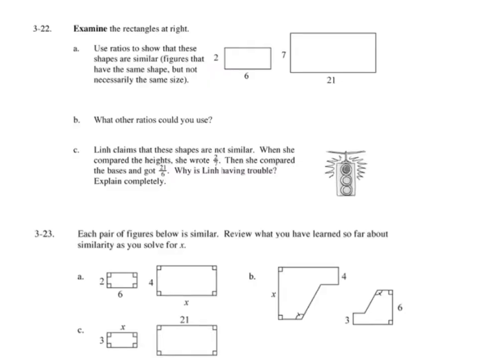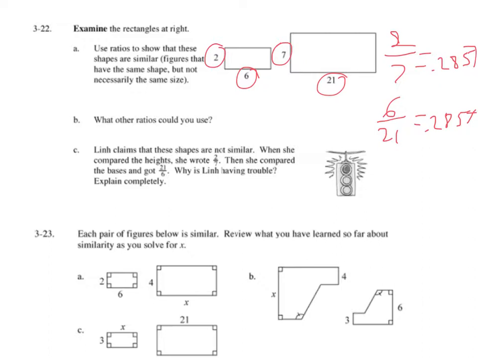Okay, now we have another rectangle shape. We have rectangles here. We're going to use these ratios to show that these shapes are similar. We have 2 corresponds to 7, so we're going to say 2 over 7. And if we find the decimal there, it's 0.2857. It's more than that, but we'll just stop there. Then we have 6 over 21. And when we do that, we get the exact same decimal.